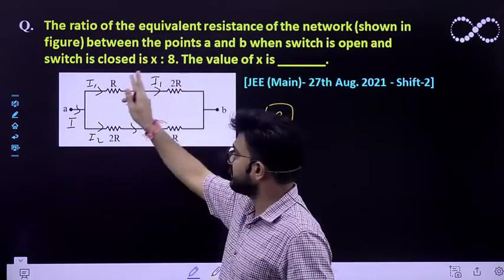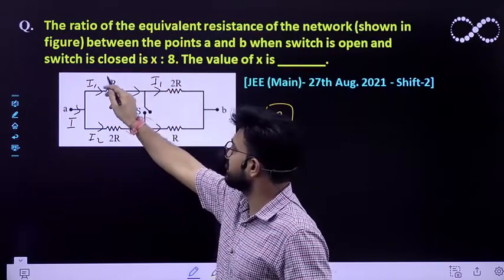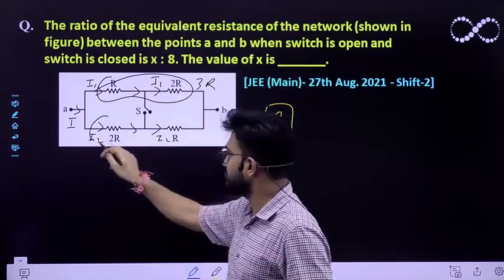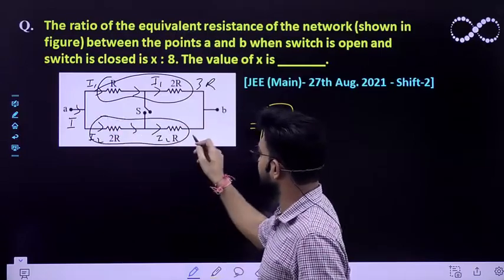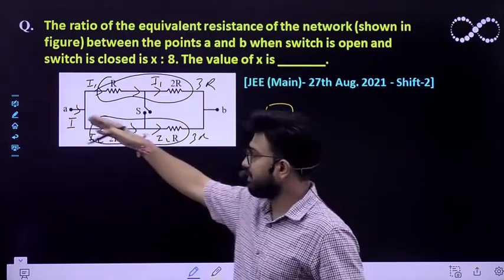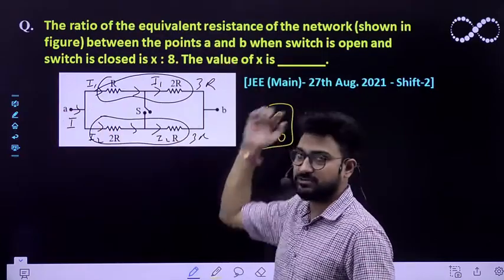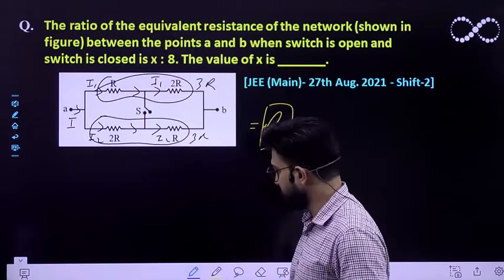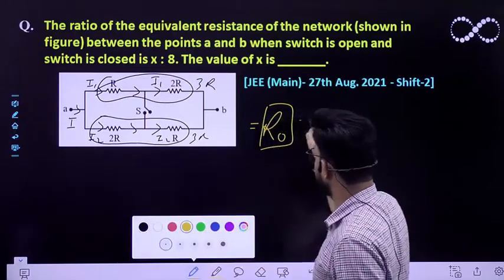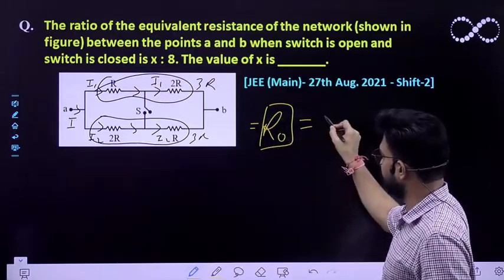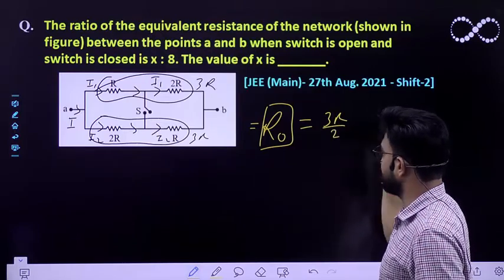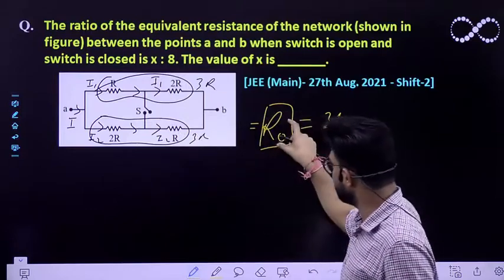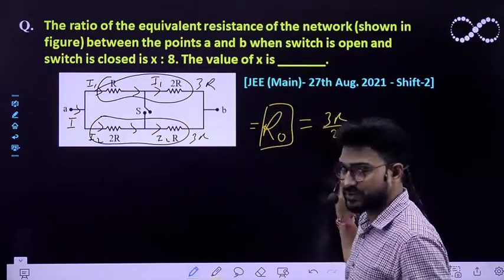So 2R in series with R, the equivalent resistance that we are getting is 3R, and again 2R in series with R, you will be getting 3R. Now along A and B, this 3R must be in parallel with 3R. So the answer would be 3R by 2. So R_O we are getting as 3R by 2 when the switch is open.